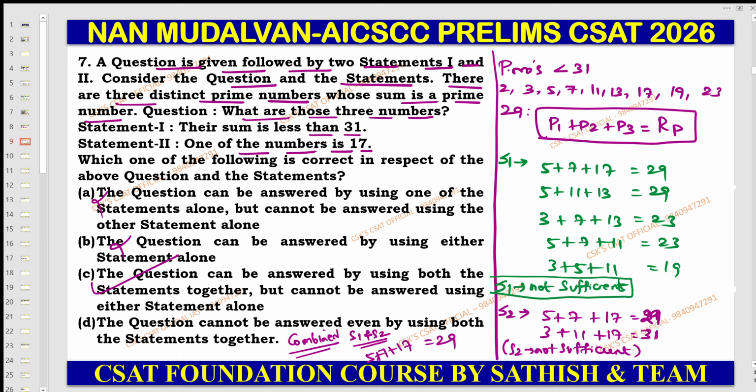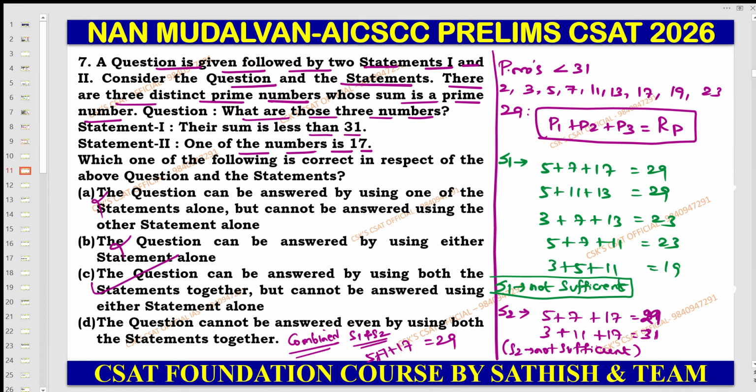Because 5, 7, 17, that are three prime numbers, give you 29, a resultant prime number. So if some other three prime numbers give you a different number, then that statement is wrong, because it has more than one data sufficiency. You have to answer with a unique solution, right? So please keep that in your mind. Shall I move to the next?